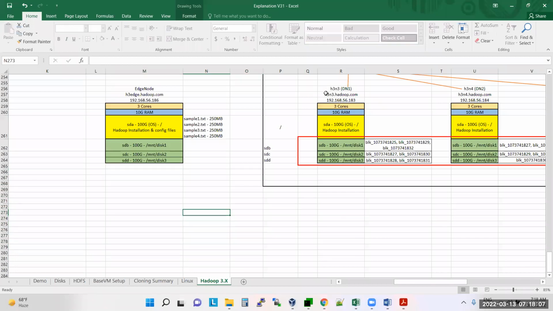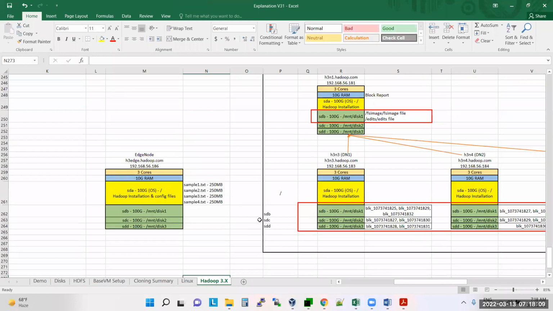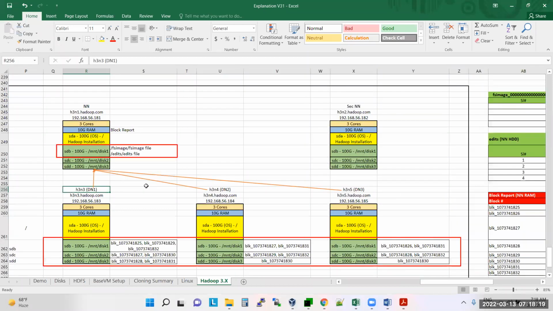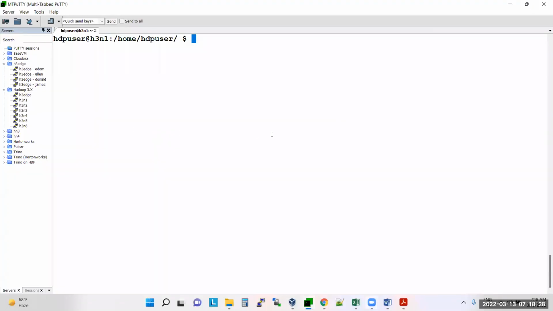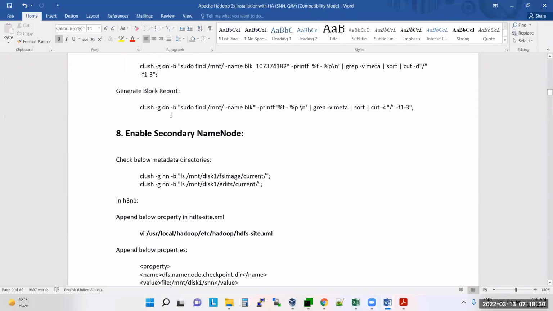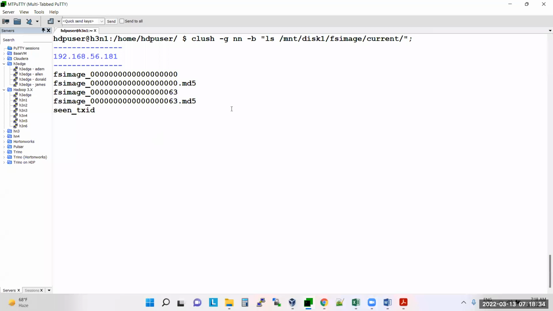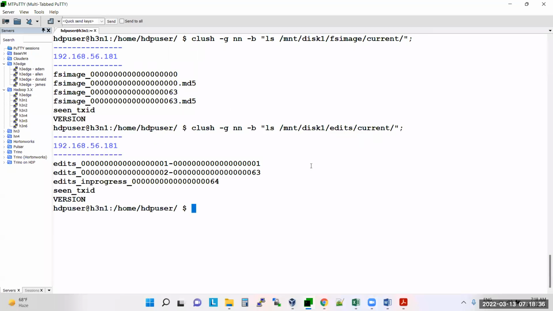Everything is fine now. I've started the name node and data nodes, but I didn't start the secondary name node till now. Correct? Now I will start the secondary name node. To enable it, first you check the below metadata directories. The first directory will contain the FS image, the second directory will contain the edit log.